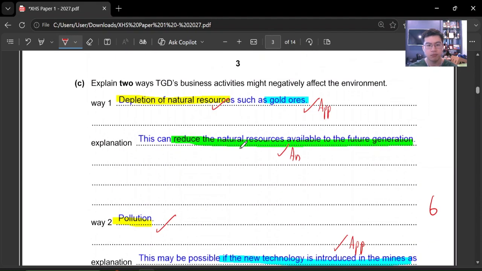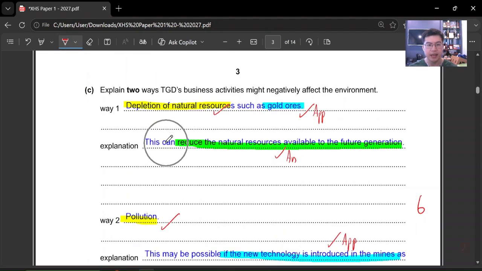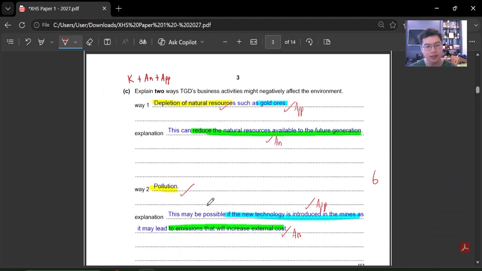Let's go to C. So C here, they did say explain. So each point will have a knowledge point, analysis, and an application point. Okay, so the blue ones will be application. The green ones will be analysis. And remember, for analysis, we will be explaining either the impact or the why and the how. So the reason for this happening. Or you can do both, just to be safe, right? So this is for question C.